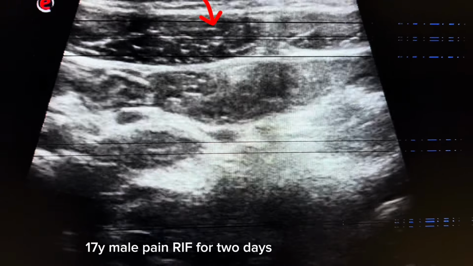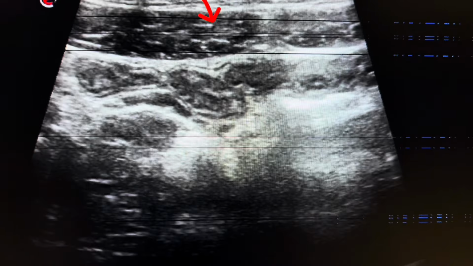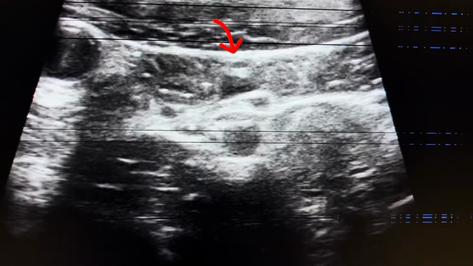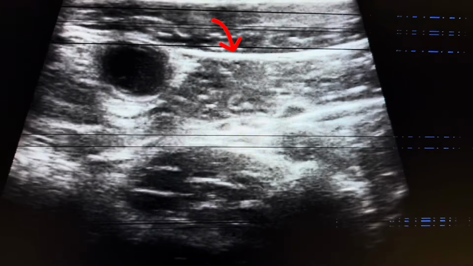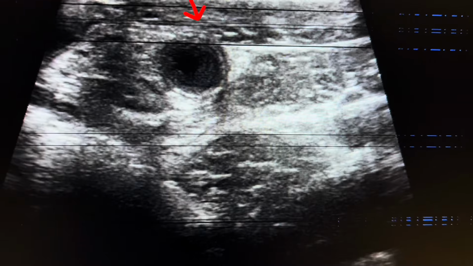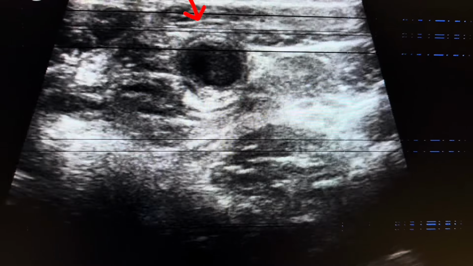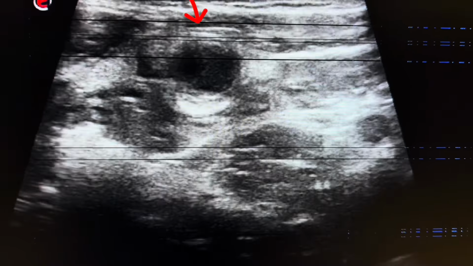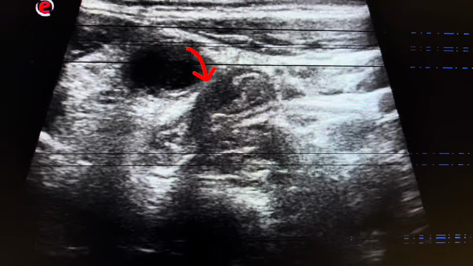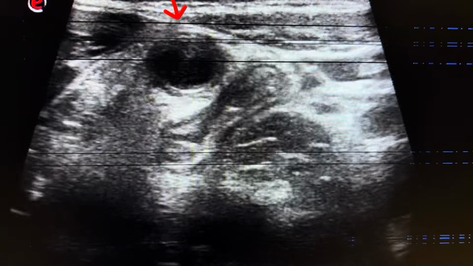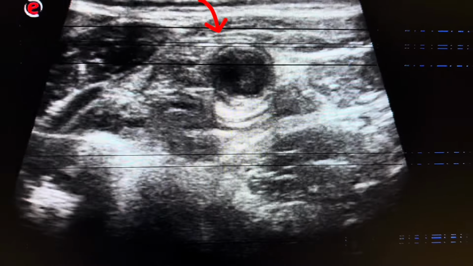Now we are scanning the right lower abdomen, or right iliac region. Here we see the distal ileum, which appears normal, and the walls are not visualized. Here we see a hypoechoic area with a well-defined margin, and it lies anterior to the distal ileum. It is an abnormal finding.